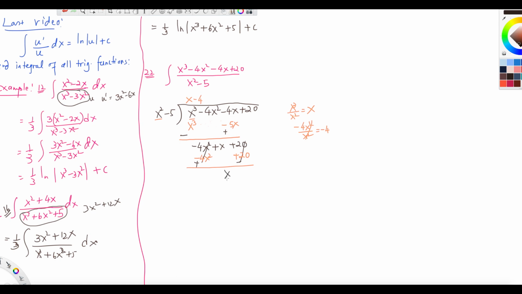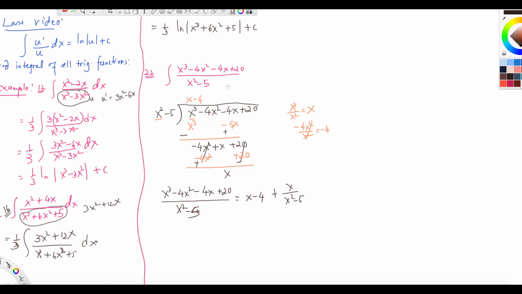So what is the remainder? x. Now we are not dividing x by x squared, okay? So you can write x cubed minus 4x squared minus 4x plus 20 divided by x squared minus 5 as the quotient, x minus 4, and then plus x, the remainder, divided by the divisor, x squared minus 5. That's how you can write this ratio.